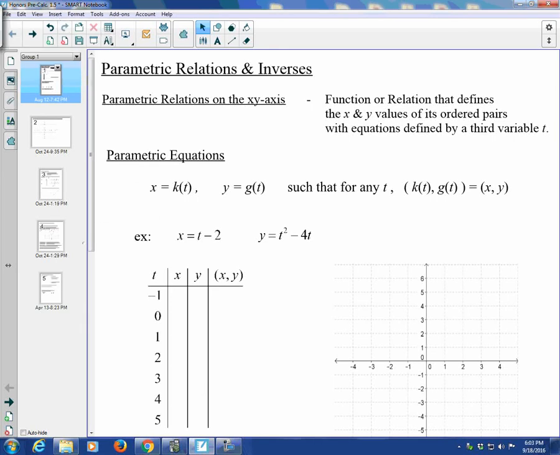All right, guys, so this is our lesson on parametric relations and inverses. And we're going to start by talking about parametric relations on the xy axis. We're going to say that parametric relations on the xy axis are functions or relations that define the x values of their ordered pairs with equations defined by a third variable, t. And we're going to say that t is what we call the parameter.